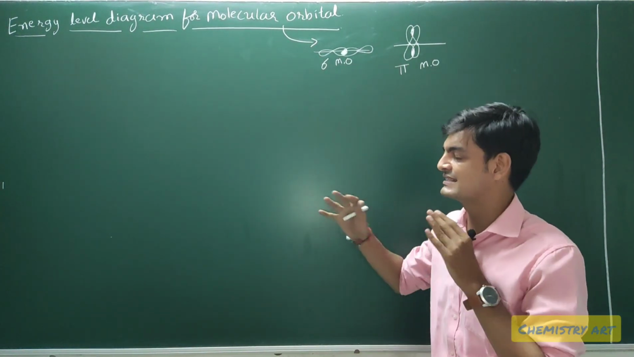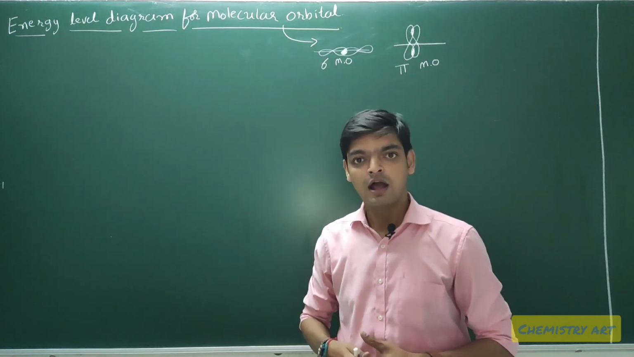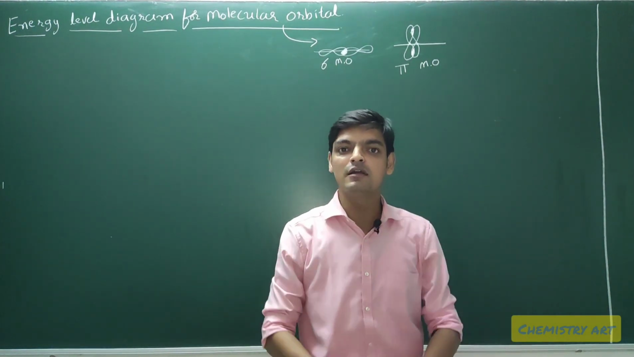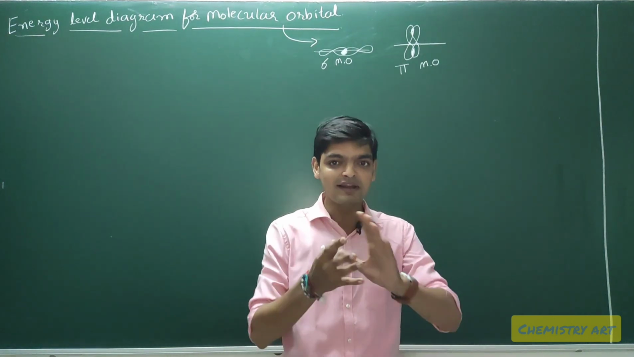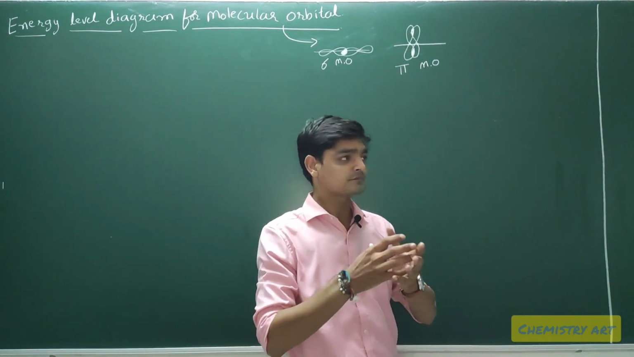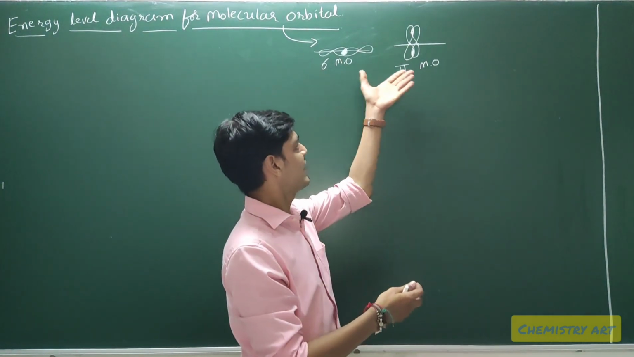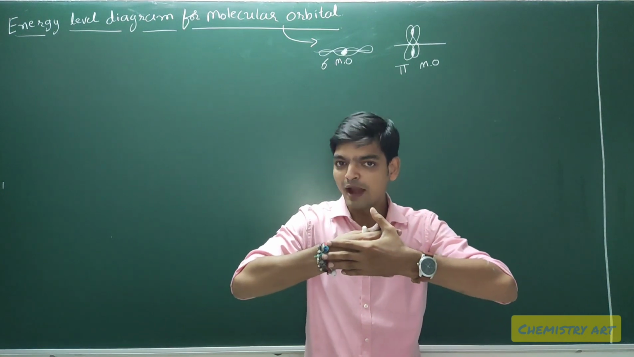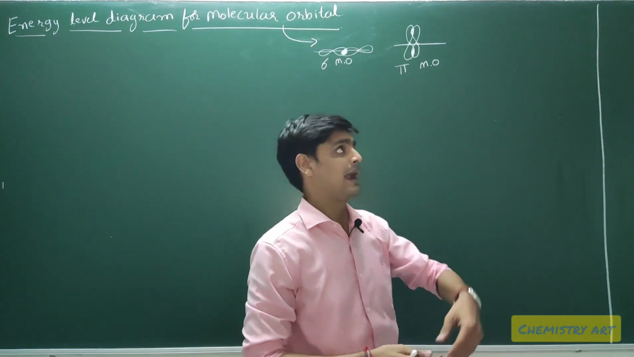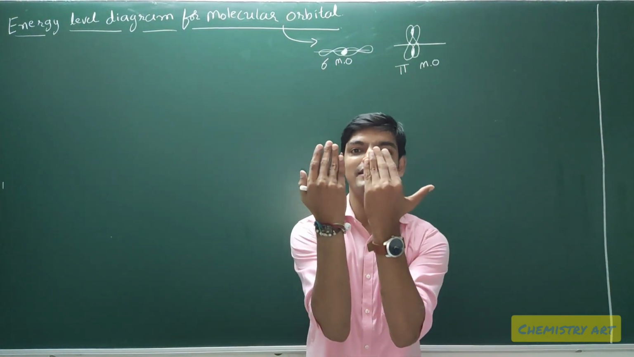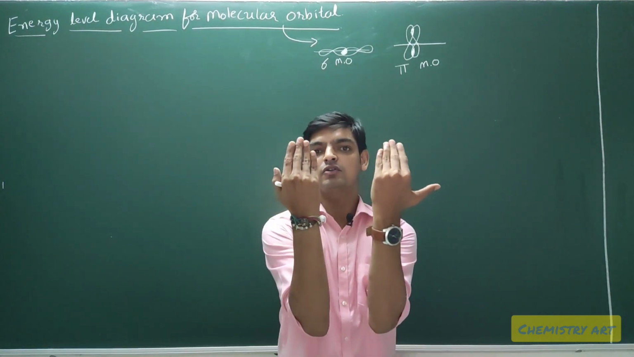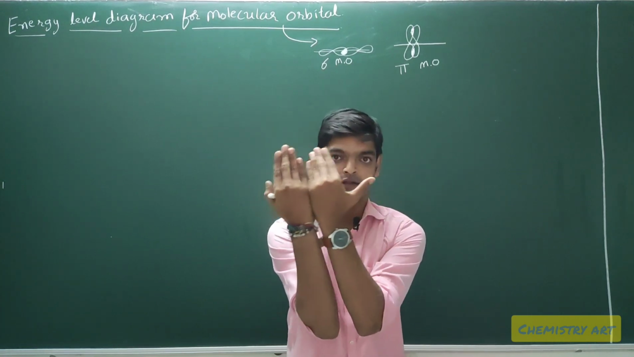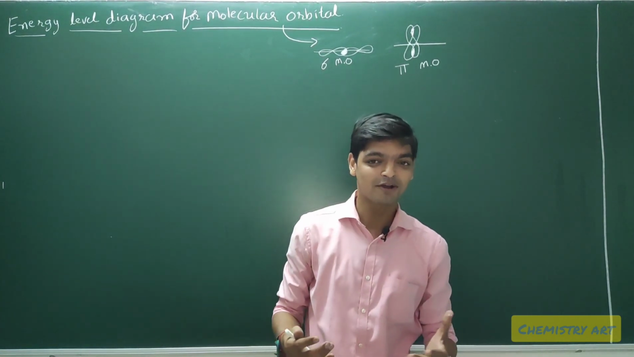So this is a very simple concept of how a molecular orbital can form. Two atomic orbitals combine and form a molecular orbital, and the overlapping of these two atomic orbitals can take place in two ways: end-to-end overlapping on the axis, and sidewise overlapping, which is not on the axis but like this. And they form the molecular orbitals.